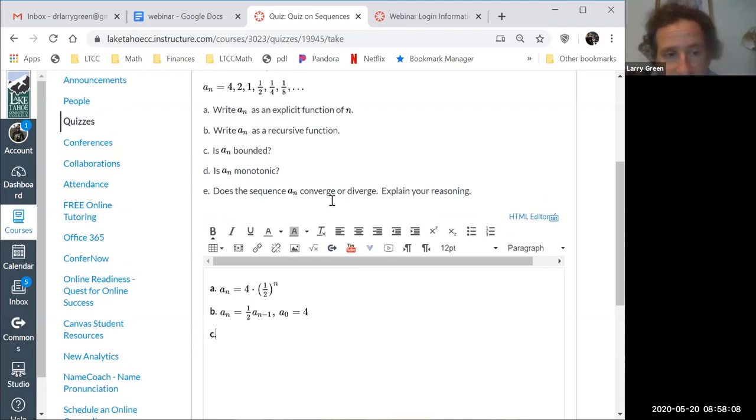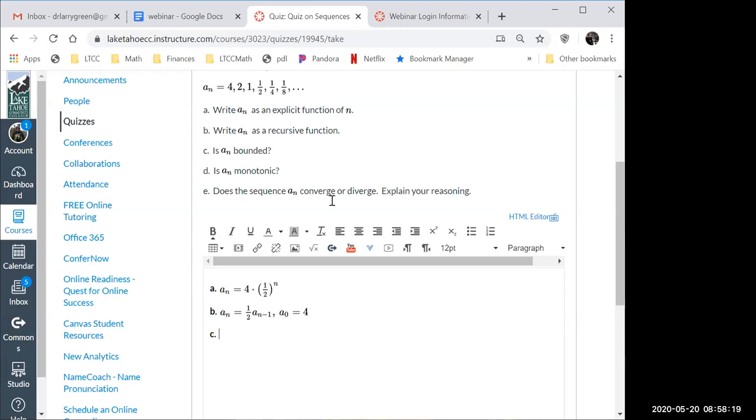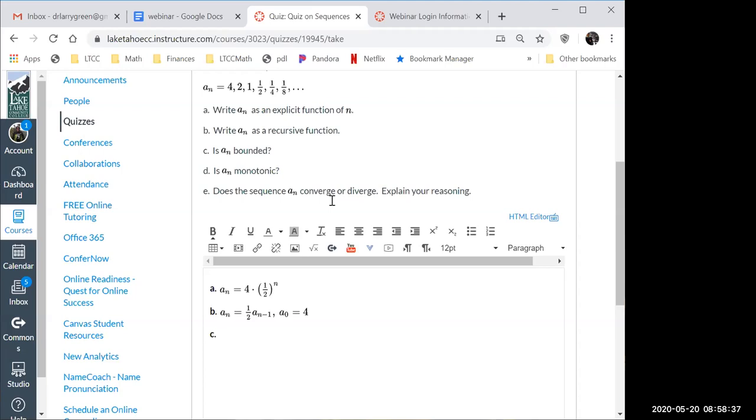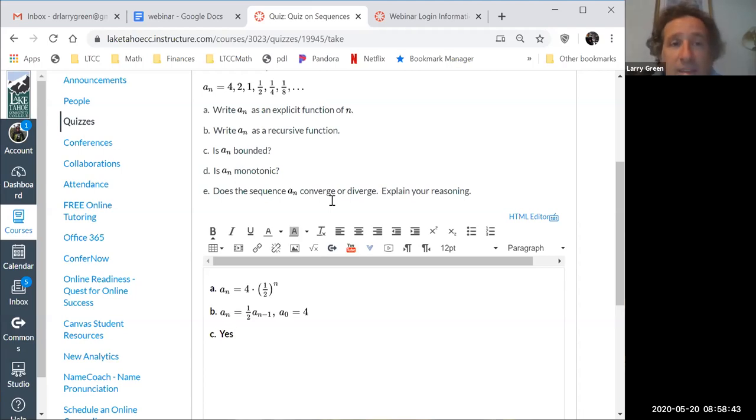Okay, part C. The question is, is a sub n bounded? What does bounded mean? There's restrictions as to what the number goes to. Yeah, in particular, the absolute value of a sub n has to be less than a fixed value for all n. So in this case, is it bounded? Yeah, I'd say it's less than 4 because it's just getting smaller as it approaches 0. And notice that a sub n is never negative, so there's no issue with the bottom side. The bottom side is clearly bounded. Yes, it is bounded.